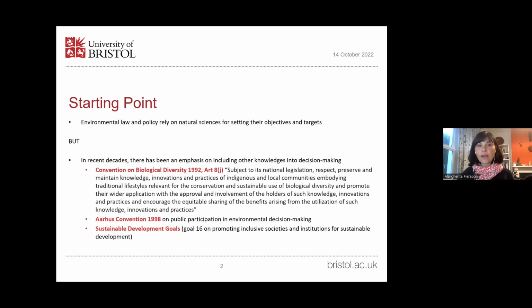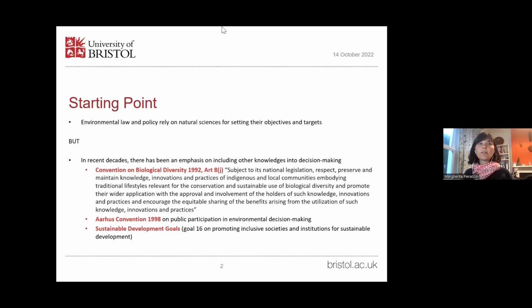So first of all, I wanted to start off by saying something that is very basic, which is that a lot of environmental law, most of environmental law really, as well as policy, rely on natural sciences for setting objectives and targets. So biology is really a very, very important component of environmental law and policy. At the same time, we've seen in recent decades that there's been more and more emphasis on including other knowledges into decision making. And if this seemed quite novel in the 1980s, it's now really very popular to have other knowledges included.